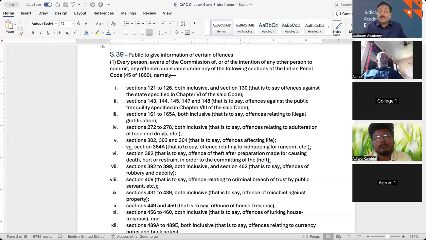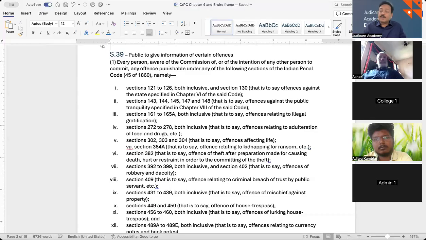Now you see here, even if you are aware of a plan of a certain crime, a cognizable offense which is going to happen, or the groups of crime which are listed further below, I'll go one by one to them. In all those cases, even if the person is aware of the intention of any other person to commit any offense punishable under any of the following sections, they should inform the relevant police station.